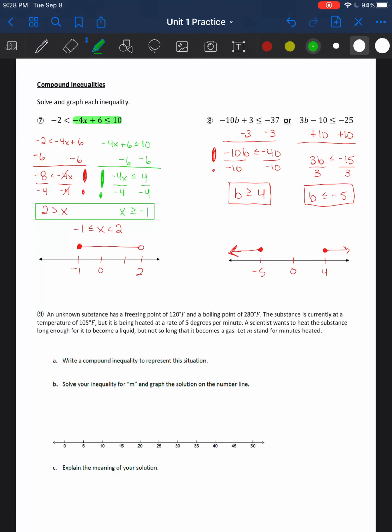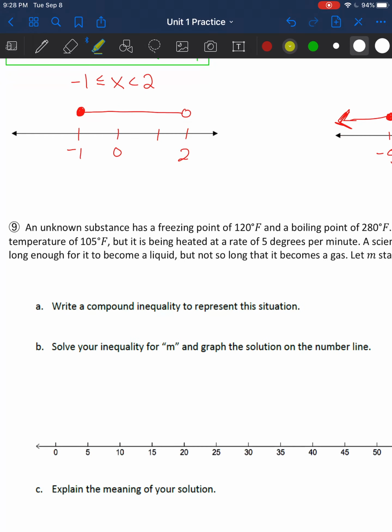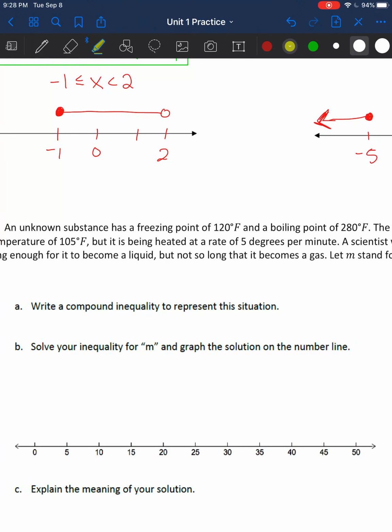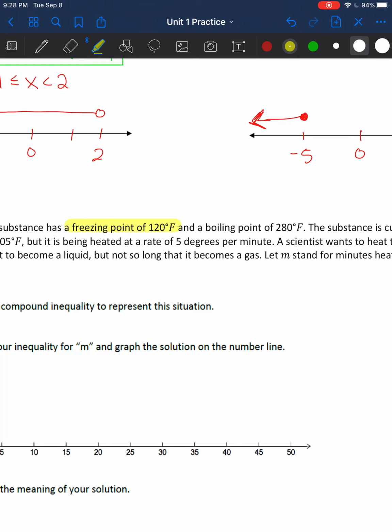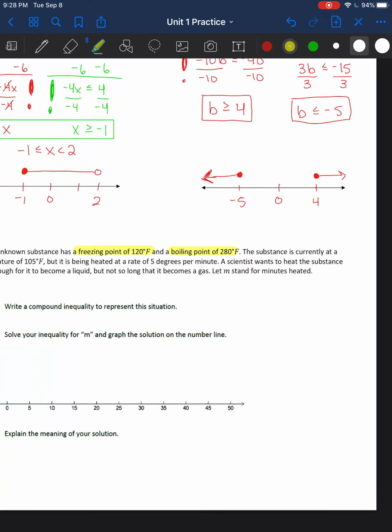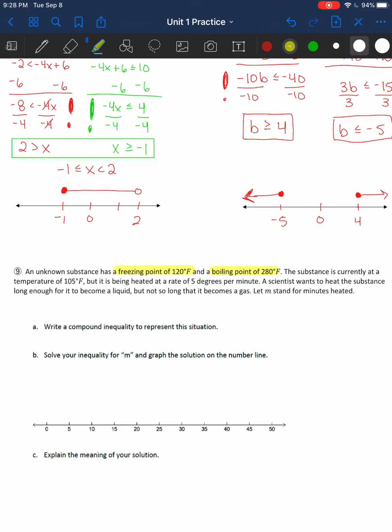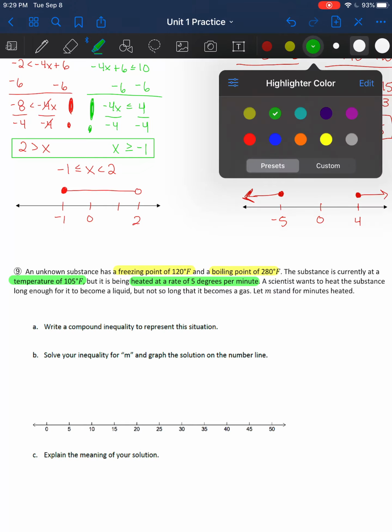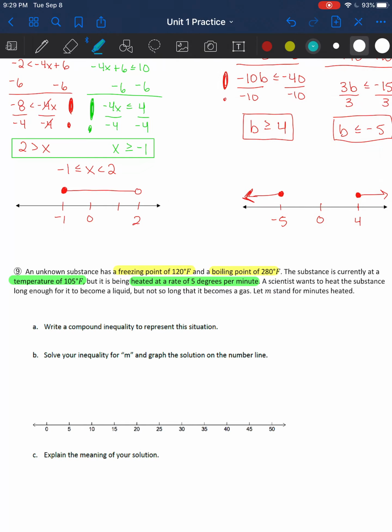Last one, number 9. An unknown substance has a freezing point of 120 degrees and a boiling point of 280 degrees. The substance is currently at a temperature of 105, but it's being heated at a rate of 5 degrees per minute. The scientist wants to heat the substance long enough for it to become a liquid, but not so long that it becomes a gas. Let m stand for minutes heated.